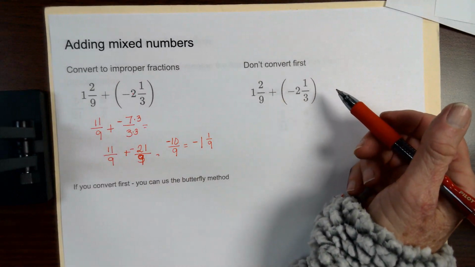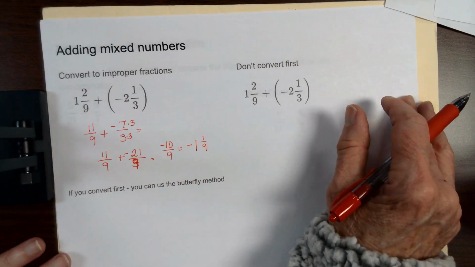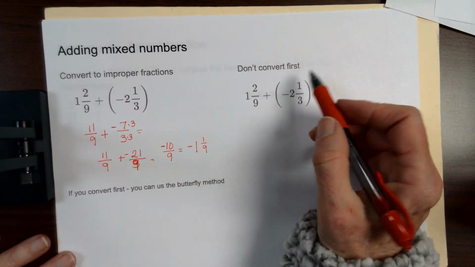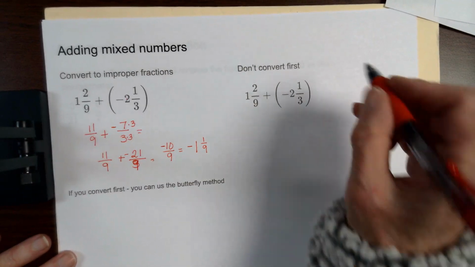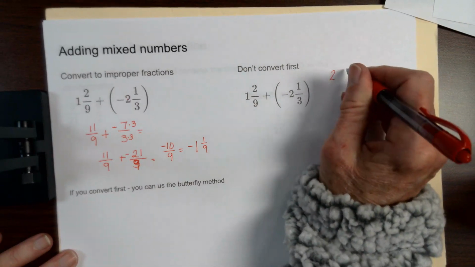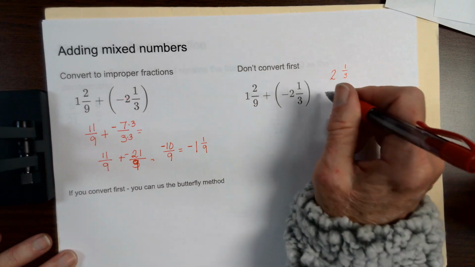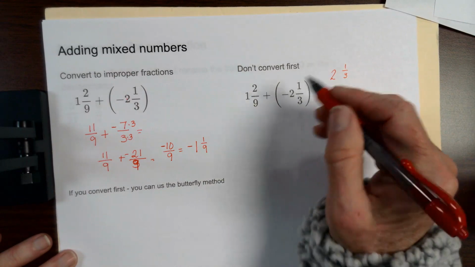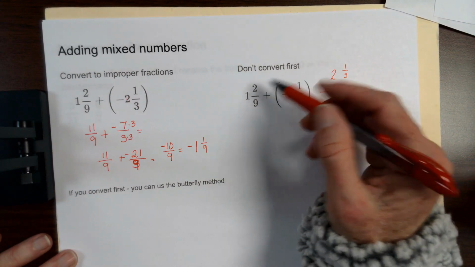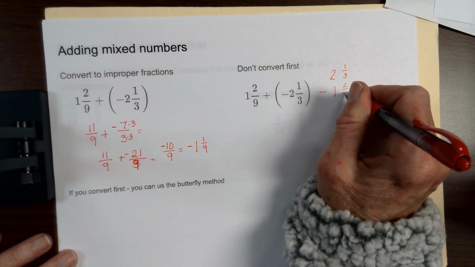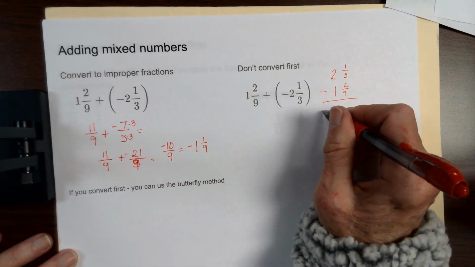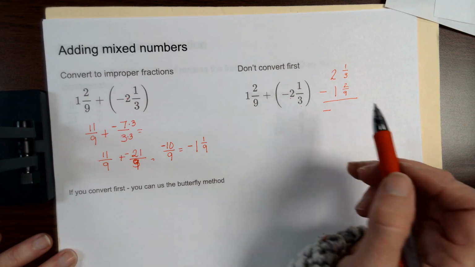You don't have to convert. You can leave them as mixed numerals. Now obviously I'm going to subtract the smaller number from the larger, and I'm going to use the sign of the larger number here. So I'm going to take 2 1/3 minus 1 2/9, but I know my answer is going to be negative because my larger number is negative.